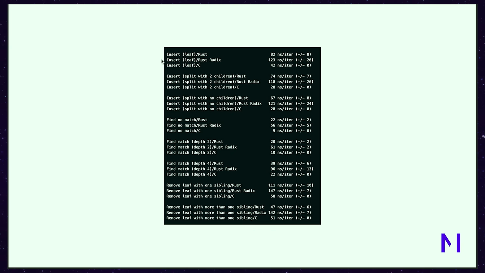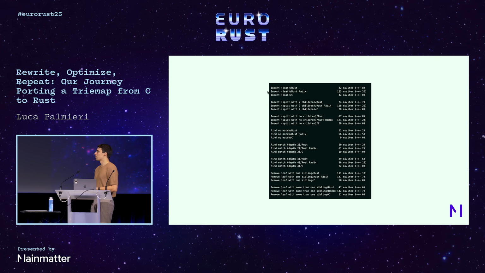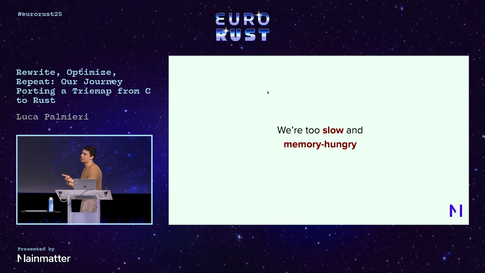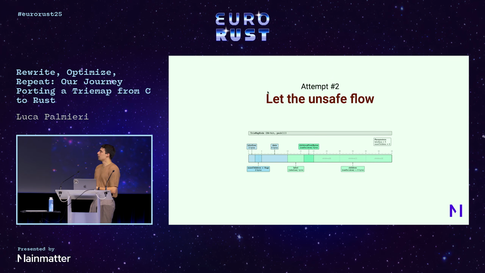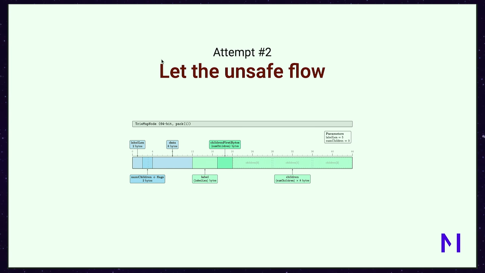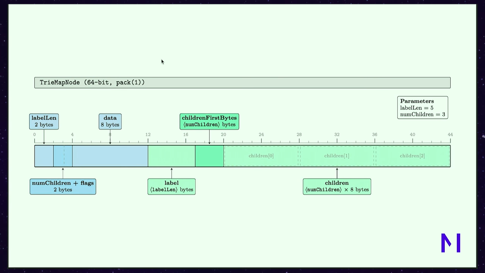We're always consistently twice as slow as the C implementation. And if that was not enough to say that this wasn't good enough, we also use too much memory. That's because you have Vecs, and Vecs have to track capacity and they have to track length. And all that metadata, when you sum it together across all the nodes, does amount to roughly twice as much memory, which is not good. So we learned how TrieMap works. We have a bunch of tests and benchmarks. It's time to let the unsafe flow.